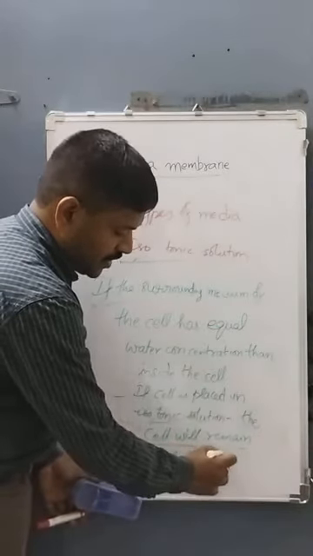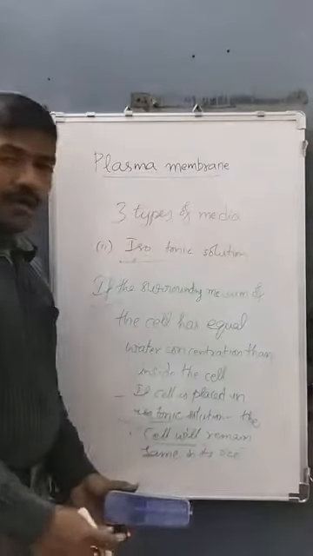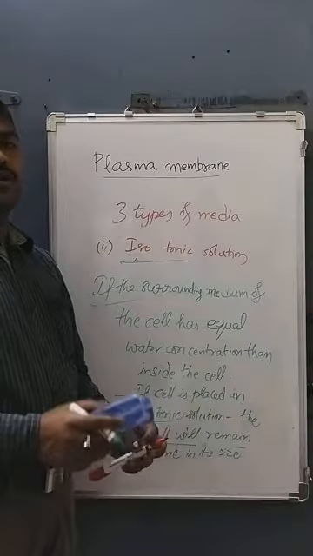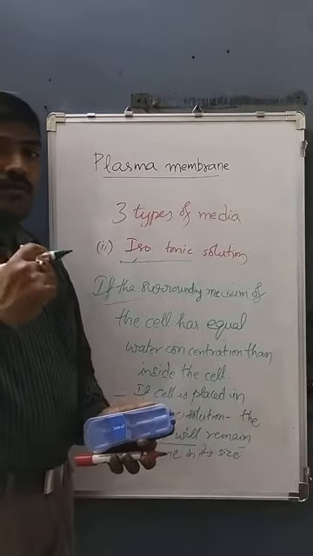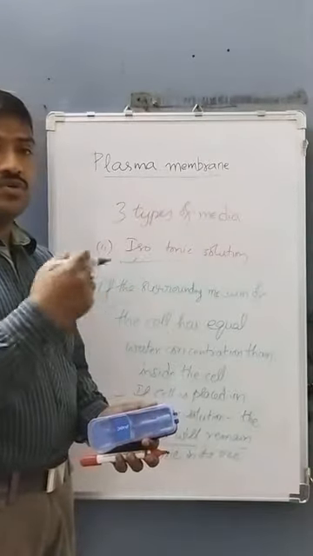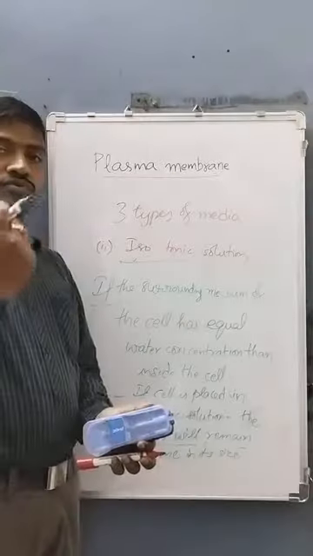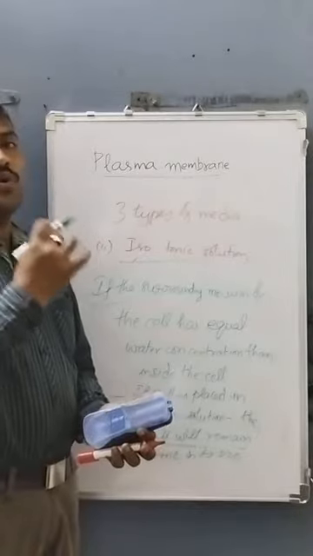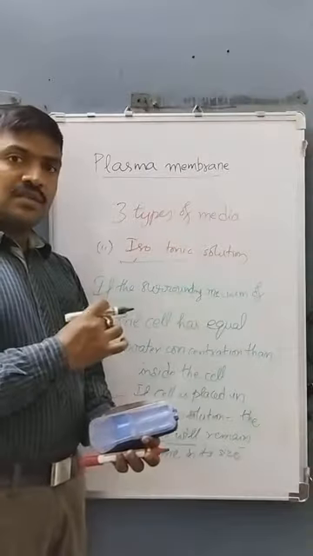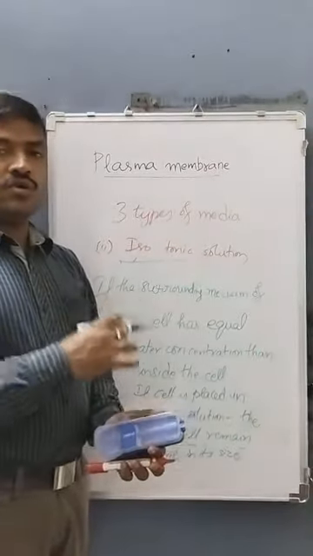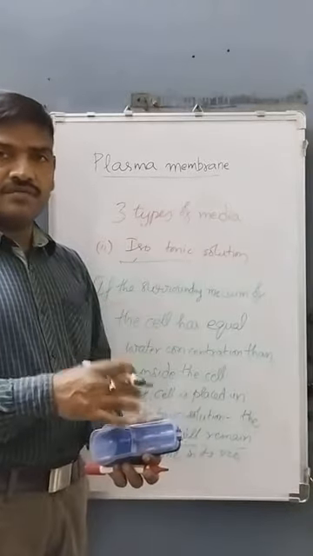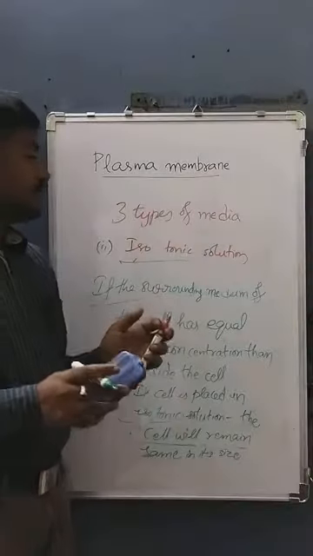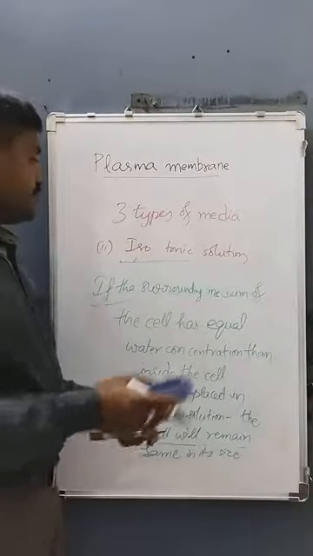Why the cell will remain same in its size? Because there will not be any net movement of water either from outside to inside or from inside to outside. If water movement is there from outside to inside, equal amount of water will be moving from inside to outside. So there is no net movement of water that is taking place into the cell. So the cell will remain in the same size when it is kept in isotonic solution. So these are the three types of media.